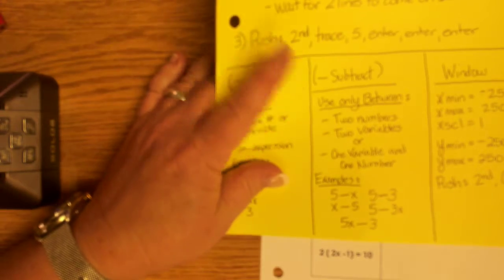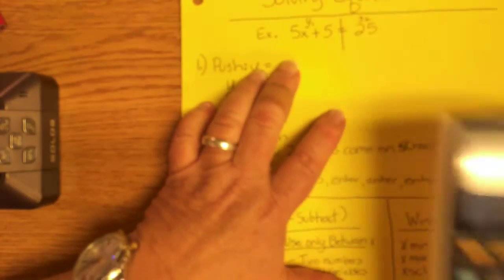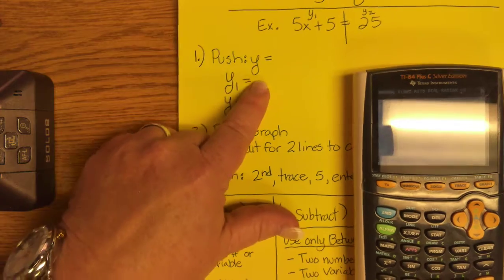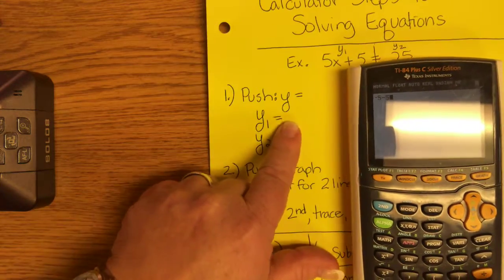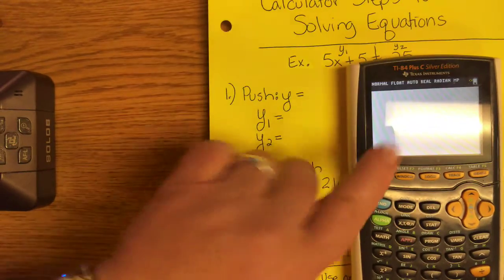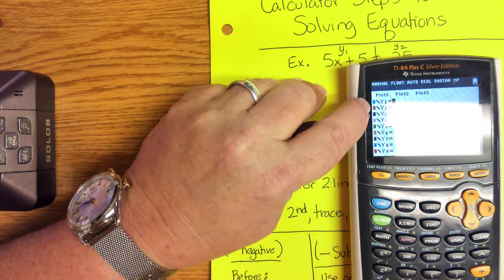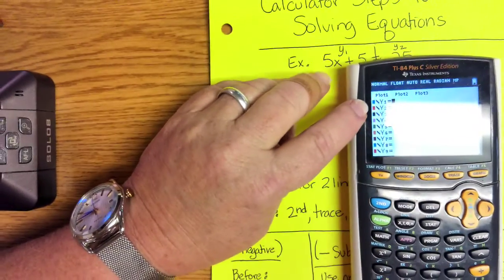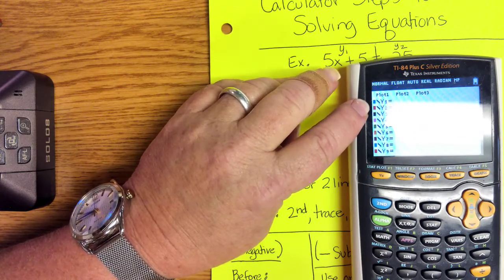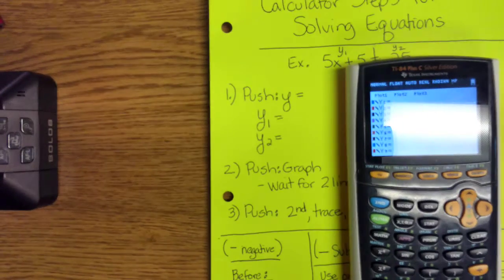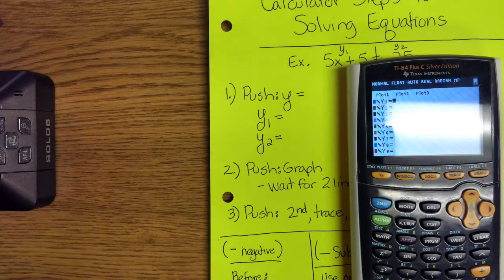Okay? Let's try one. Let's hit, says push y equals. Y equals is right up here in the corner. You push it. And right now you have flashing on Y1, and you notice that the color is blue. Please don't change these things, okay? Yes, they are changeable, and if you own your own calculator, you can have at it, change all you want. But for us, we need them to be consistent, okay, for certain reasons, and I'll help you.